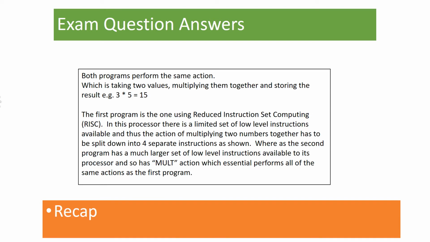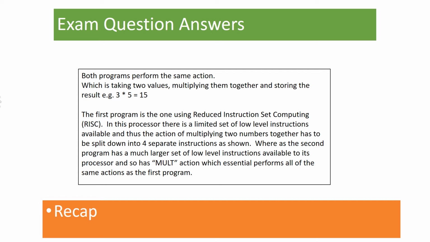Let's mark question number 2. So the question says, what do these 2 low-level assembly programs do? So there's the first part of it. Can you explain which one is running using reduced instruction set computing RISC and which one is using CISC? And I want a little bit of detail in this. So actually both are doing the same program, which is to multiply values together. Hopefully you can figure that out from the second program. So I've given you an example. 3 times 5 is 15.